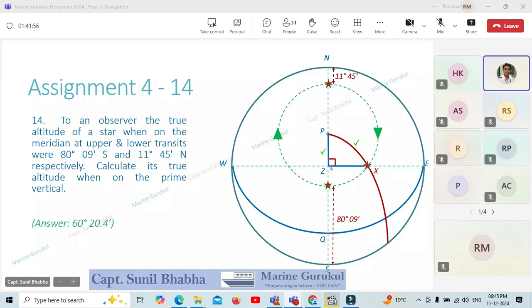Now tell me the direction of the ZE line. E is the easterly direction. It has to be 090. Yes, sir. So if ZN is 000 and ZE is 090, the angle between them has to be 90 degrees. Yes, sir. So Z becomes 90. Clear? Okay.